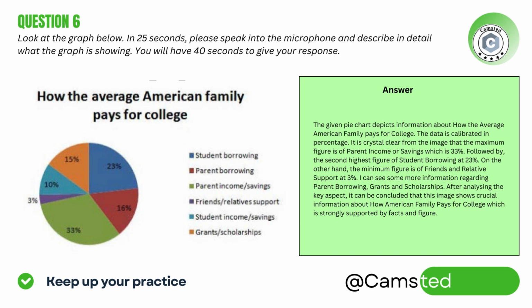On the other hand, the minimum figure is of friends and relative support at 3%. I can see some more information regarding parent borrowing, grants, and scholarships. After analyzing the key aspects, it can be concluded that this image shows crucial information about how the American family pays for college, which is strongly supported by facts and figures.